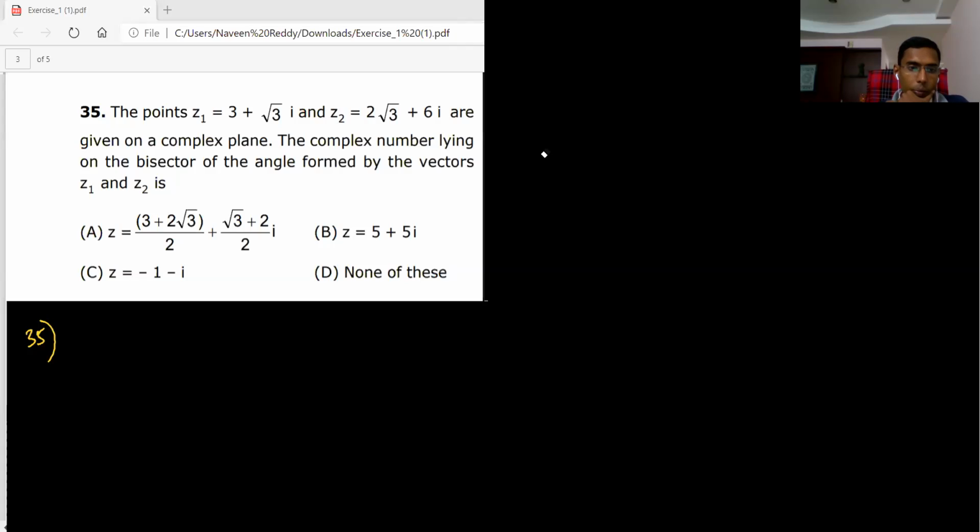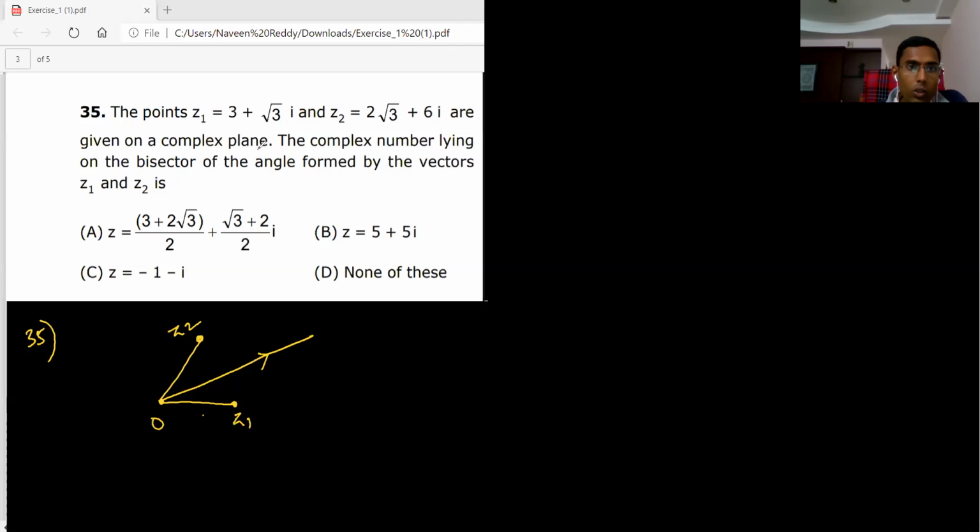Question number 35. What is that? Points Z1 and Z2 are given on the plane. The complex number lying on the bisector of the angle formed by them. Okay, now let's say this is the origin, this is Z1 and this is Z2. So the angle bisector is like this.